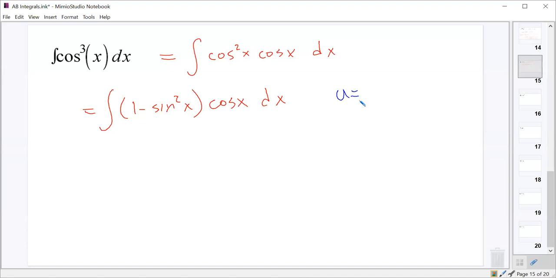Cosine x? If I sub out cosine x, then du is negative sine x dx, which, I mean, I have a 1 minus sine squared x, but times a dx, that's not a negative sine x dx. No, not cosine.